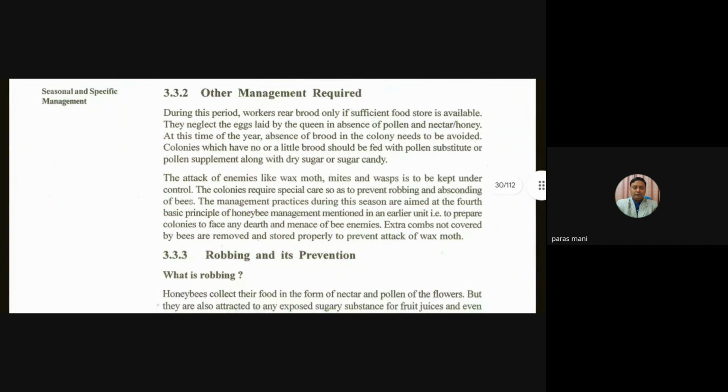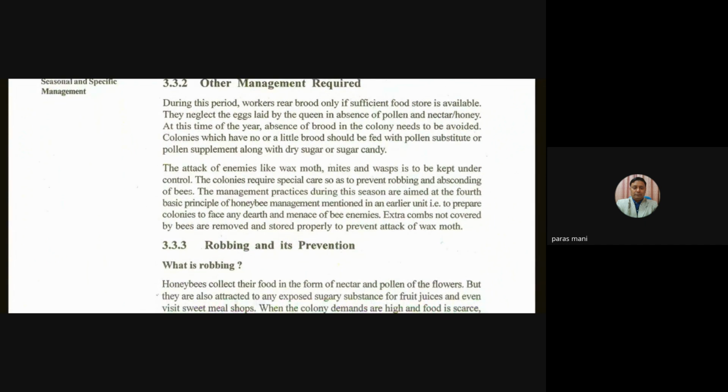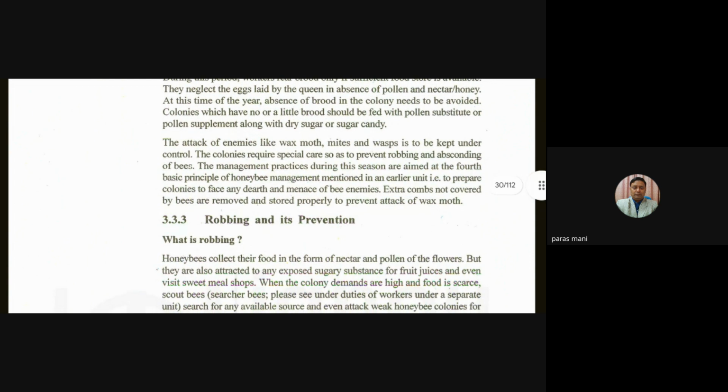Later, the bees can absorb this sap-like structure, this sap, and feed it to the broods. The attack of enemies like wax moth, mites, and wasp is to be kept under control. The colonies require special care so as to prevent robbing and absconding of bees.